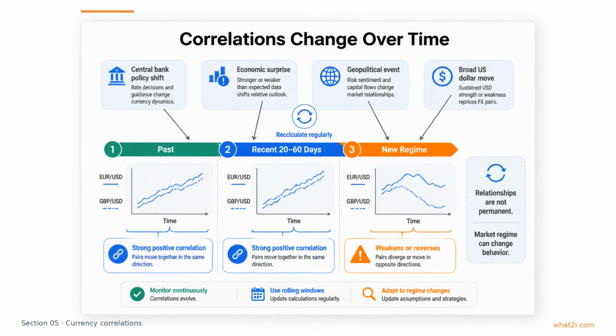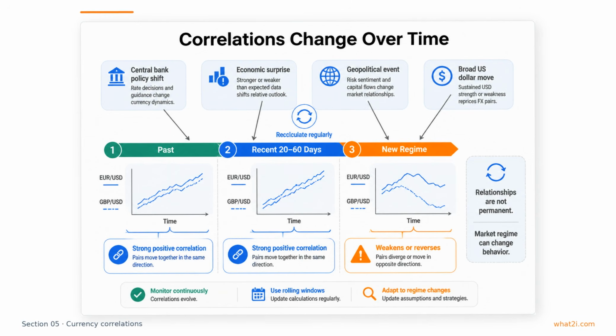Another important point is that correlations change over time. Relationships between pairs are not permanent because market drivers change. Central bank policy shifts, economic surprises, geopolitical events, or a broad move in the US dollar can alter how pairs interact. That is why traders often use rolling windows, such as the last 20 to 60 trading days, and recalculate regularly. A pair relationship that looked strong last month may be weaker today. Correlation is a moving market condition, not a fixed truth.